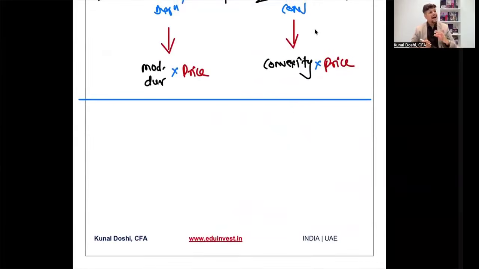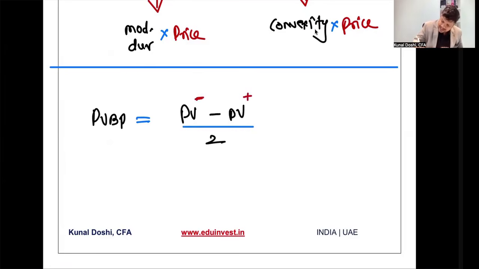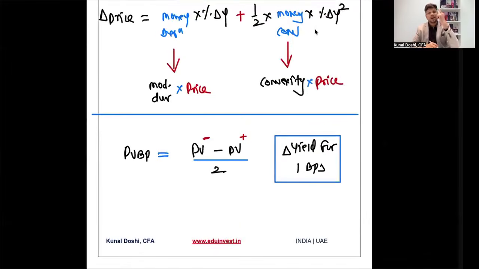Now, something which is highly testable, PVBP, price value basis point. In this case, you will take two prices difference, and average it. Simple, divide by 2. Which price? So we will decrease and increase the yield. So we will do what? We will do the change in yield for 1 basis point. So you will find price twice. 1 basis point up, 1 basis point down.